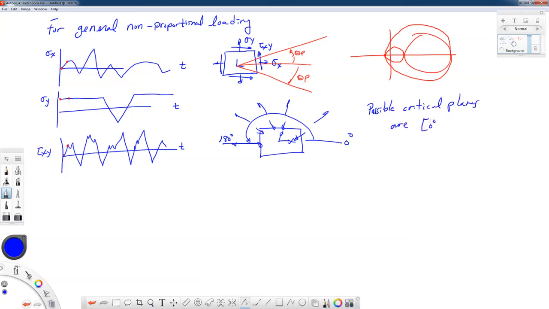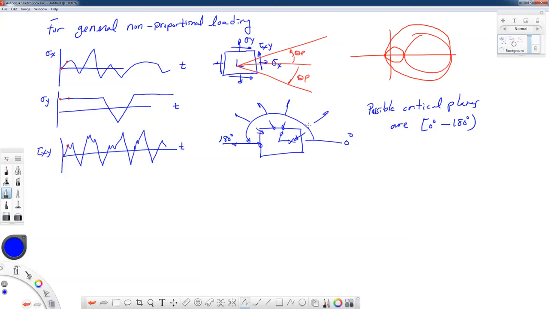Are with the bracket here, 0 to 180 degrees. Well, we have a practical consideration now to think about. We have an infinite number of planes between 0 and 180 degrees. So what we're going to do is partition 0 to 180 degrees into a finite number of possible critical planes, with the hope that we haven't missed fatigue damage significantly on one of the critical planes that are in between the ones that we've picked.